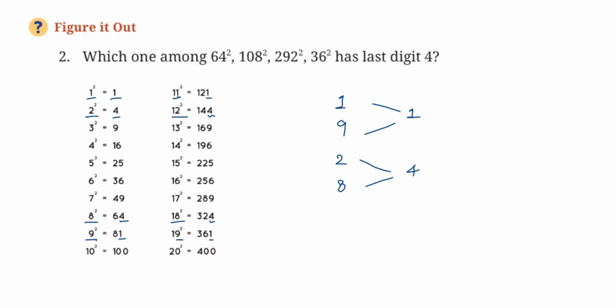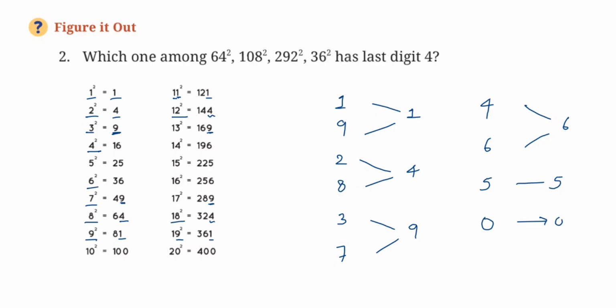Next we have 3 and 7. For 3 and 7, the square will always end with 9. 3 squared is 9, 7 squared is 49, 13 squared is 169, 17 squared is 289. So we can see that it ends with 9. Next we have 4 and 6. For 4 and 6, the square always ends with 6. And for 5, it is always 5, and for 0, it is always 0.